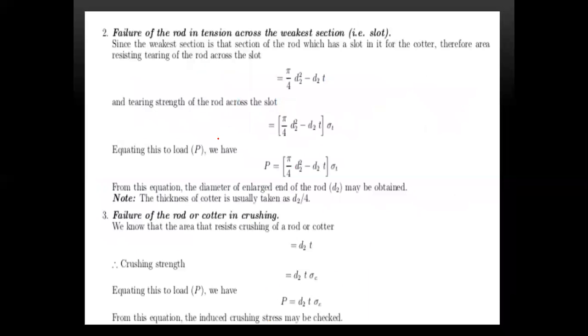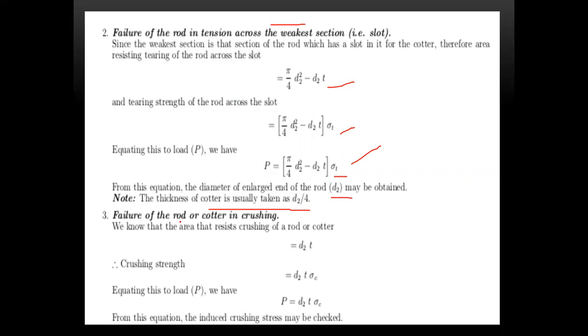Next one, the failure. We'll see the failure of the rod in tension across the weakest section. So as we did in the previous case, we have to derive in the same way the tearing strength of a rod across the slot. Therefore, equating this, the load P is equal to pi by 4 d2 square minus d2 into 2, whole to the power of sigma t. Here the thickness is usually taken as d2 by 4. Here the d2 diameter can be determined.